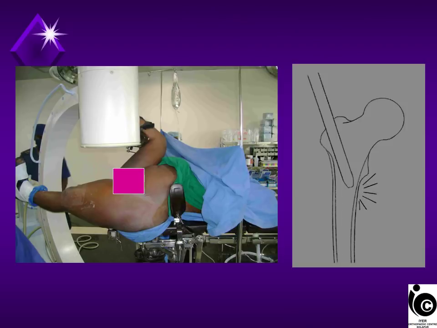Here is a hefty lady. If you take a tip of the trochanter entry, you are bound to hit the medial cortex and break the medial cortex. So try to take it much more medially or from the piriformis fossa.